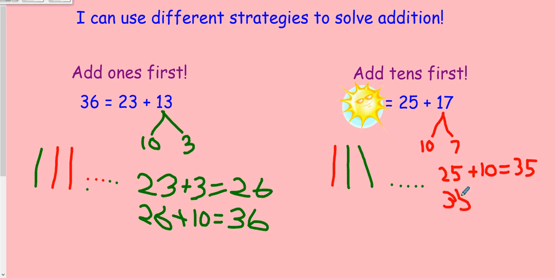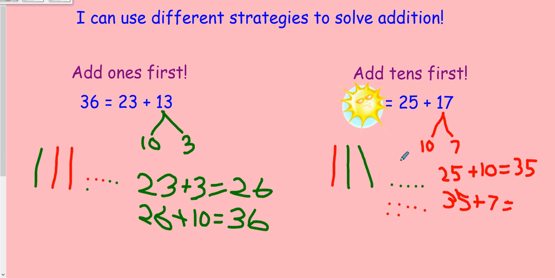35, and let's add our 7 ones. Let's do that in our picture. 35, let's add our 7 ones. Now we can use counting on to add 7 more to 35. Let's do that.